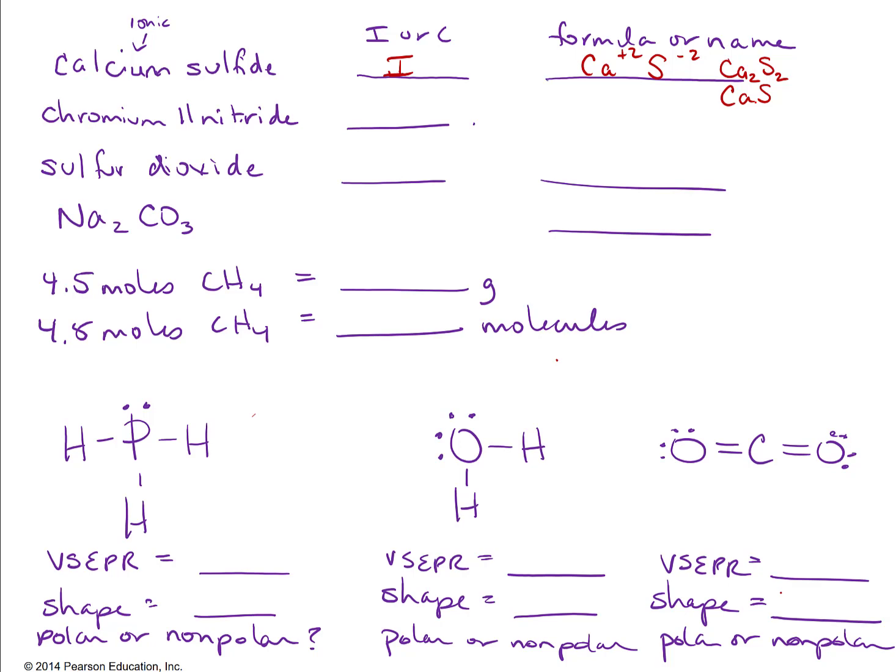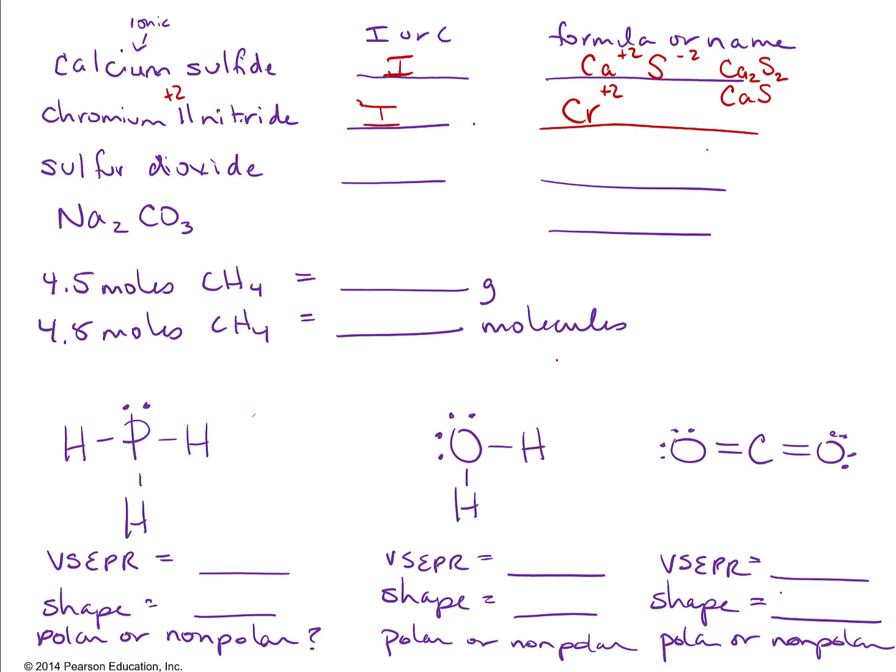Chromium(II) nitride. Ionic or covalent? It's ionic because chromium is a metal, right? So if it's a metal, then you know it's ionic. So in this one, Cr, what does that 2 tell you? That it's a +2 charge. So that Roman numeral tells you the charge because chromium is one of those that could be a +2 or a +3. So just look at the Roman numeral to figure out the charge.